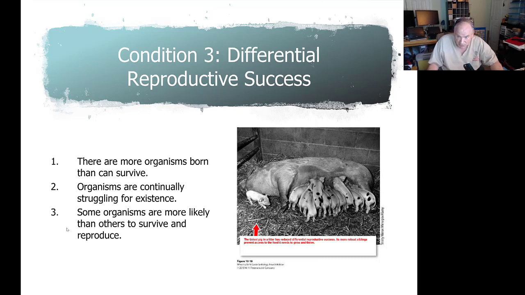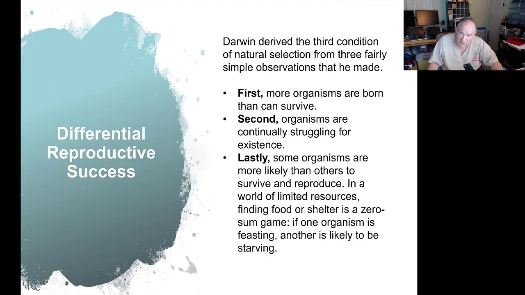So some organisms are more likely than others to survive and reproduce. And that's pretty straightforward, but the name of it could be throwing you off. Differential reproductive success. It just means that they're not all the same. Some of them will reproduce successfully and some of them won't. And it's really the natural selection that Darwin's talking about.